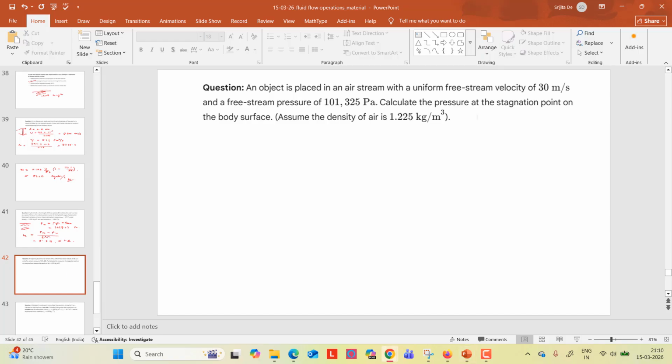Next, an object is placed in an air stream with a uniform free velocity and a free stream pressure. Calculate the pressure at the stagnation point on the body surface. So simply you can calculate it with Bernoulli's expression. We have derived that the stagnation pressure is the free stream pressure PA plus rho V square by 2, or U square by 2.